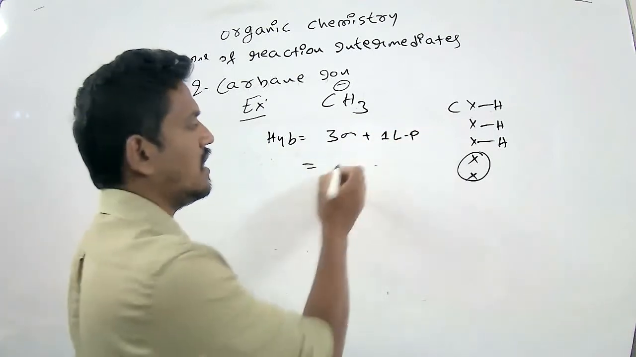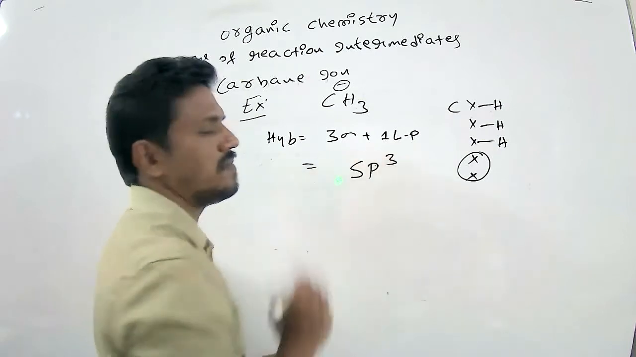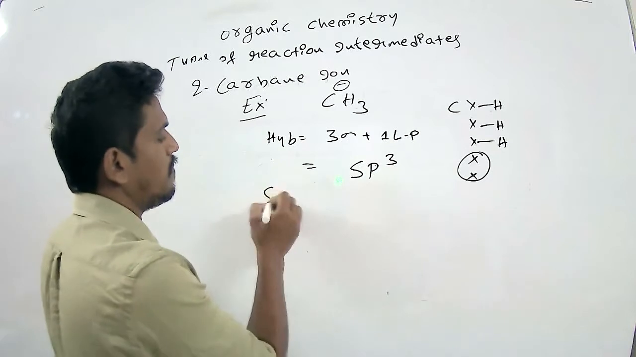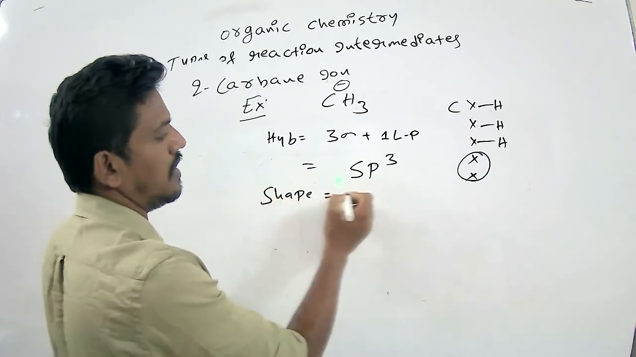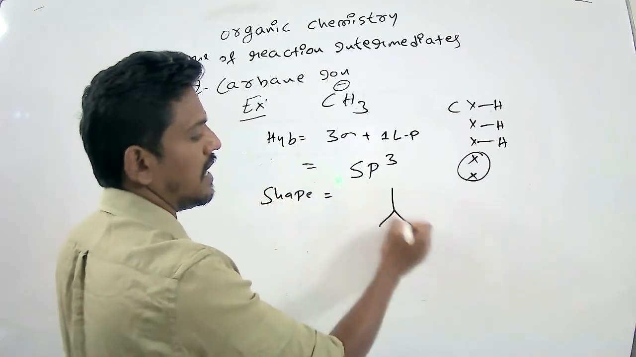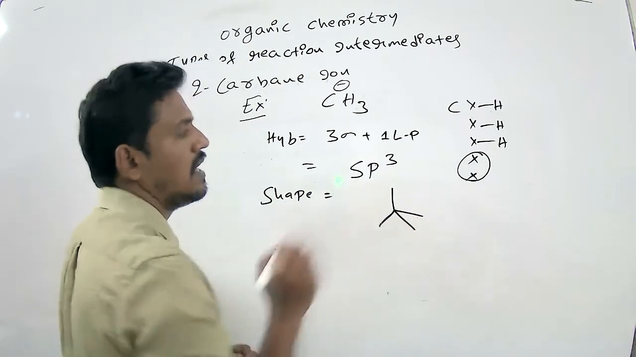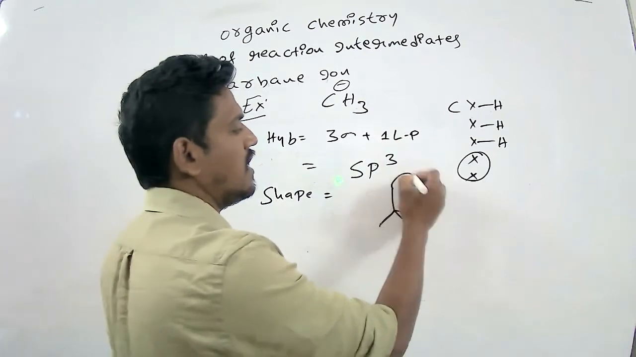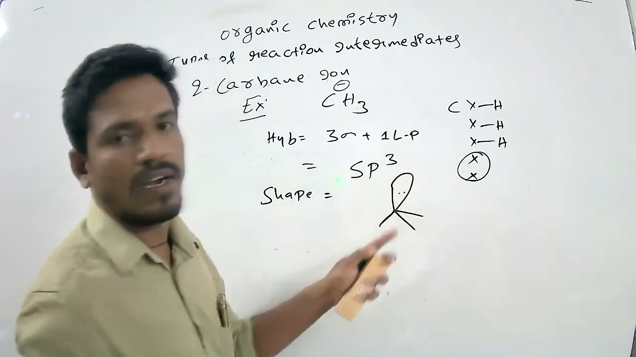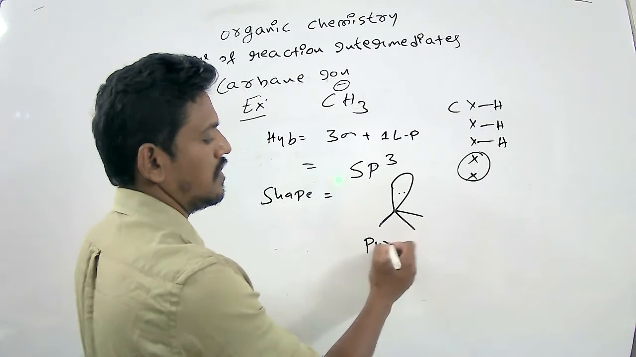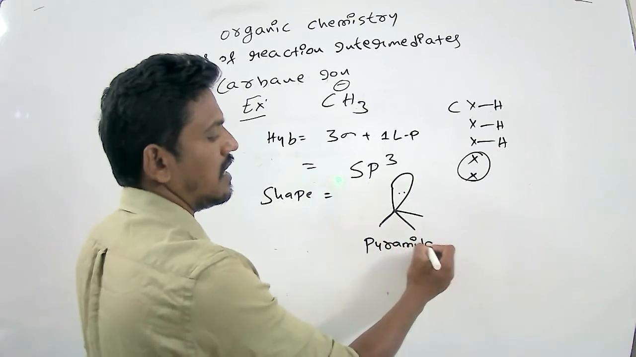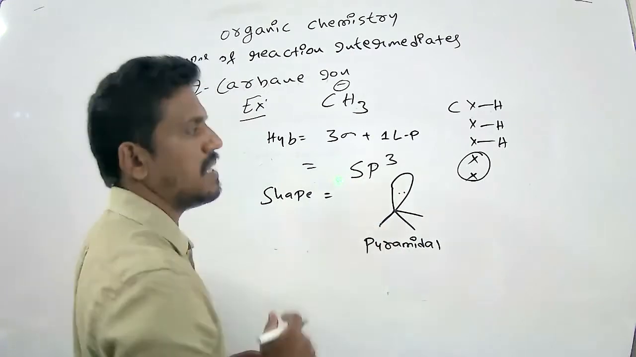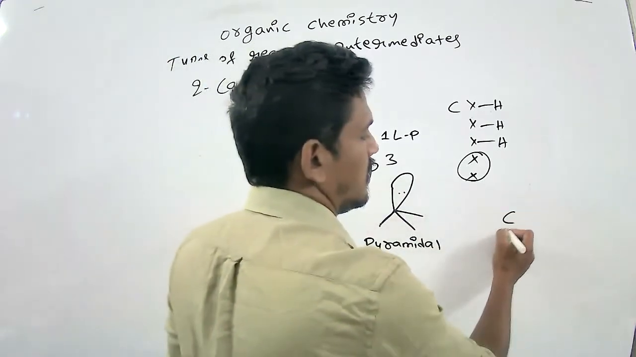So the total count is 4. If the count is 4, then the hybridization is sp3, with 1 s orbital and 3 p orbitals, which makes a tetrahedral shape. So the expected shape is tetrahedral. But because of one lone pair, the tetrahedral shape will distort and become a pyramidal shape. The pyramidal shape of the carbanion can be written like this.